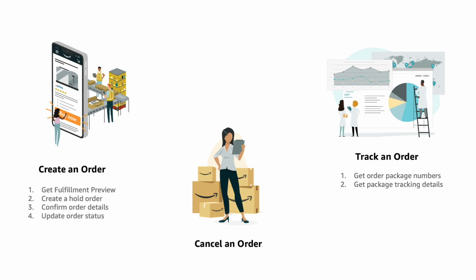Canceling an order is simple and consists of a single step. Finally, for tracking an order's packages, this flow consists of two steps. We start by getting an order to retrieve its package numbers, then call the get package tracking details operation to get the shipping information specific to a given package. Great. We now understand at a high level the use cases we will be tackling. So let's get started.